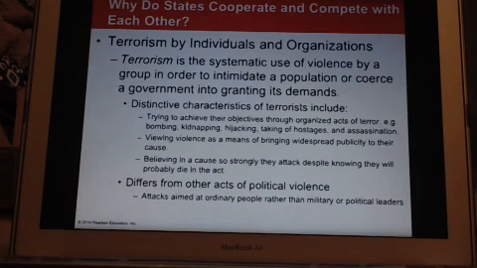So we talked about cooperating. We've got some competition as well. Terrorism by individuals and organizations.